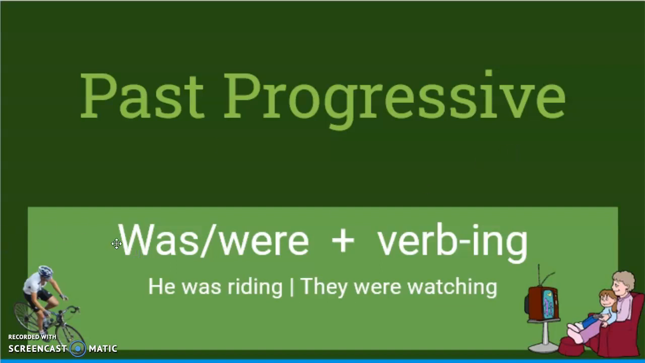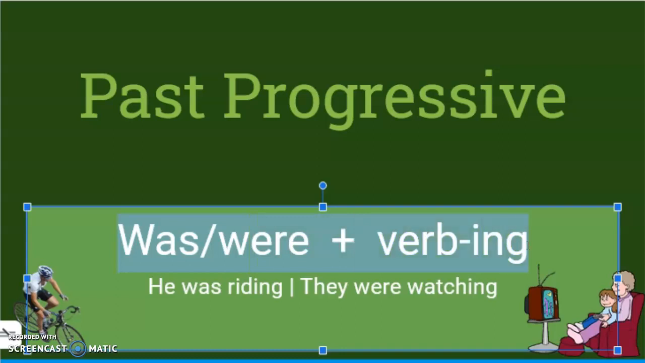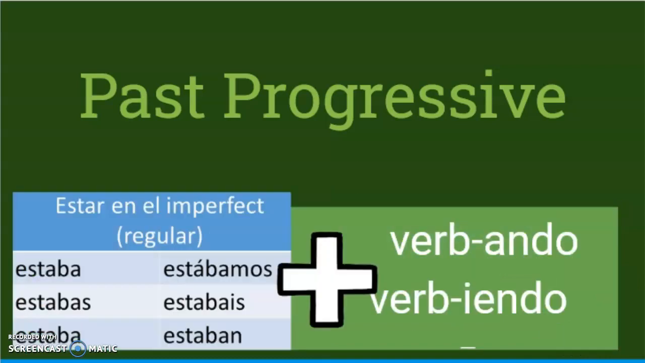This video will teach you about the past progressive tense in Spanish. This tense in English would be like the was or were, and then a verb that ends in ing, such as he was writing or they were watching. In Spanish, the was or were part is going to be our verb estar in the imperfect tense, and then the ing part is going to go with ando and yendo.